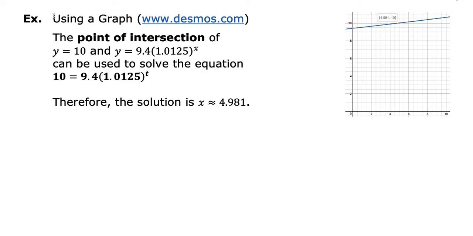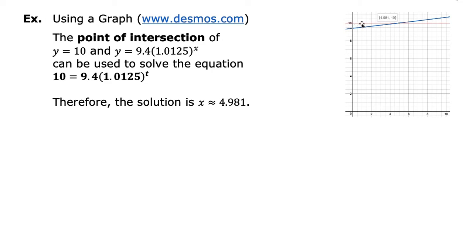Another technique for solving exponential equations would be using a graph. A website like desmos.com could be used to graph both the function y is equal to 9.4 times 1.0125 to the exponent x, and y is equal to 10. So it's hard to see in this graph because a growth rate of 1.25% is very gradual. This is actually an exponential curve, even though we can't see it within the graphing window. So this is the exponential curve. This horizontal line represents our target of interest here.